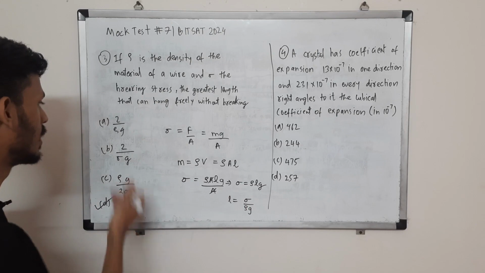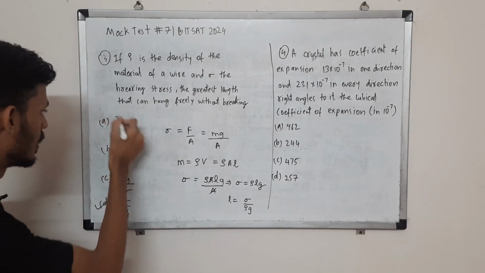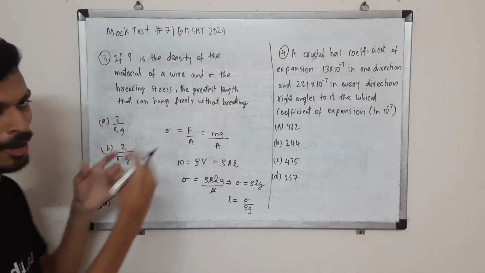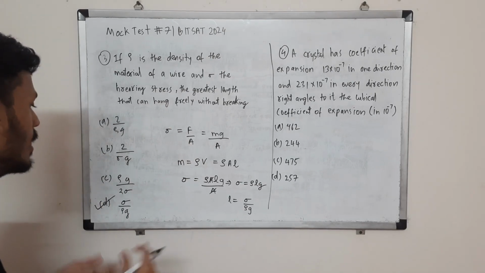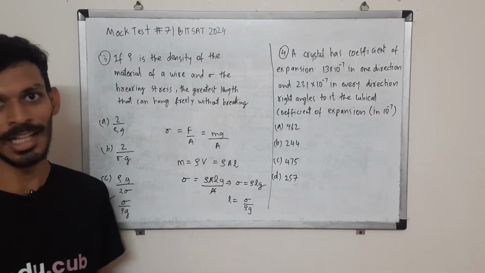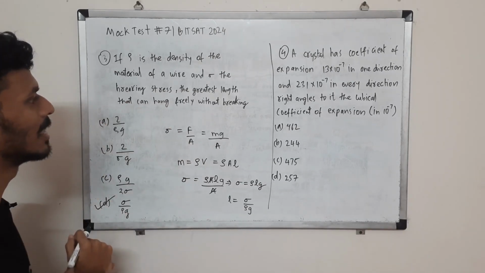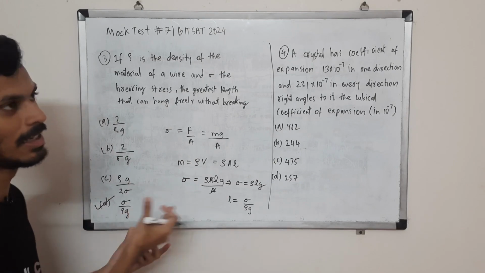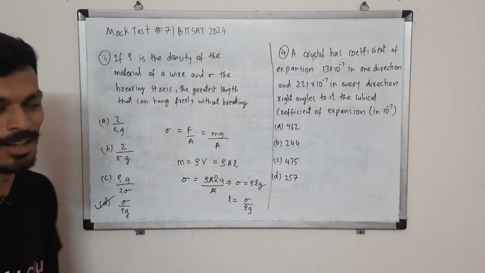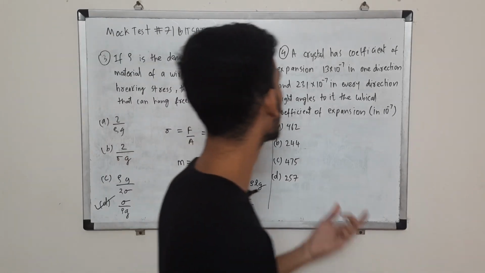Another way of doing this question: you can see that sigma and rho are all dancing around in the numerator and denominator, and in such cases you can use dimensional analysis. You can apply dimensional analysis on the options and see which one gives you length. Only this one will give you length. You can check it out. Okay, let's come to this one.